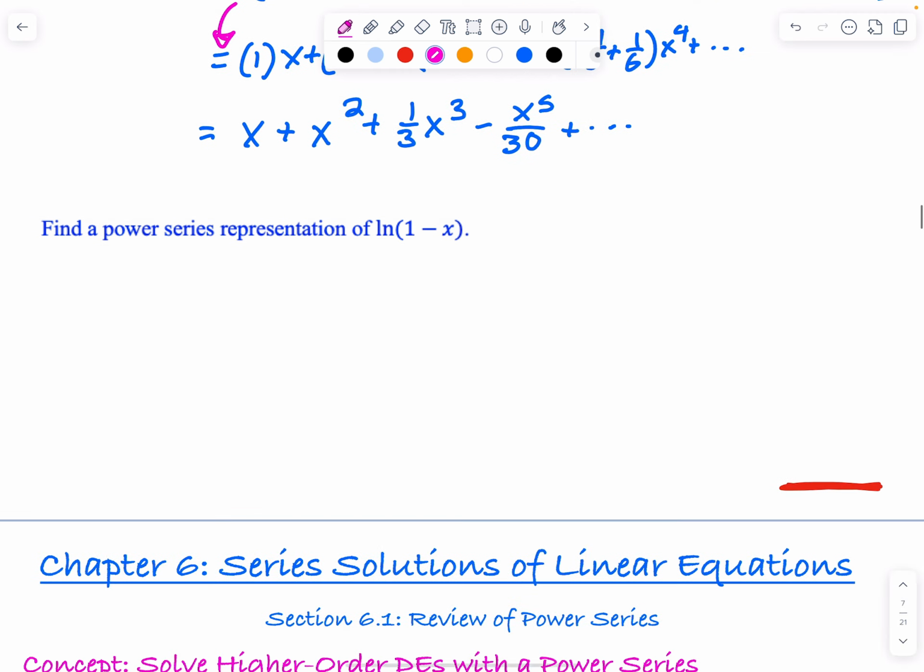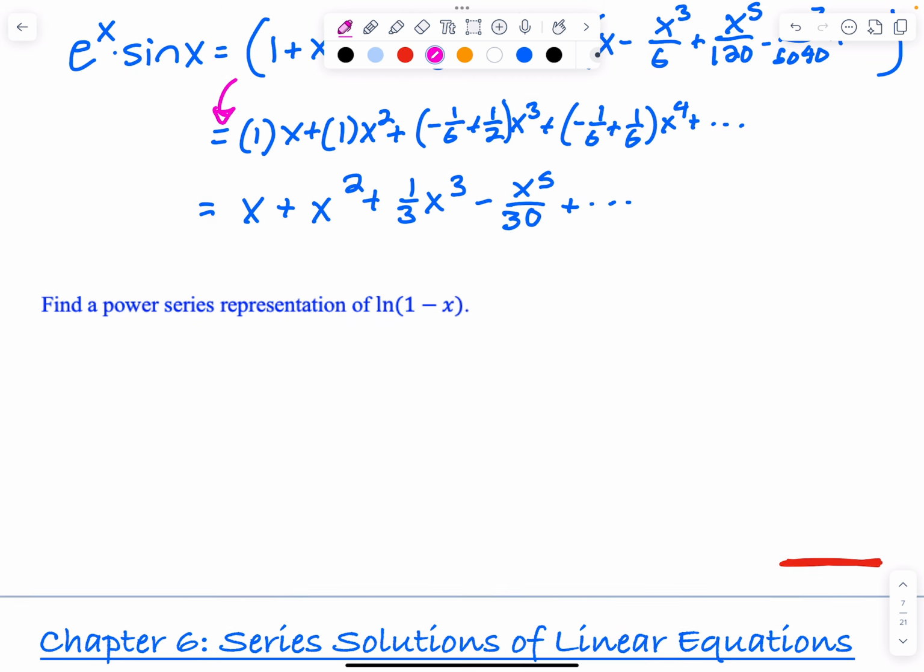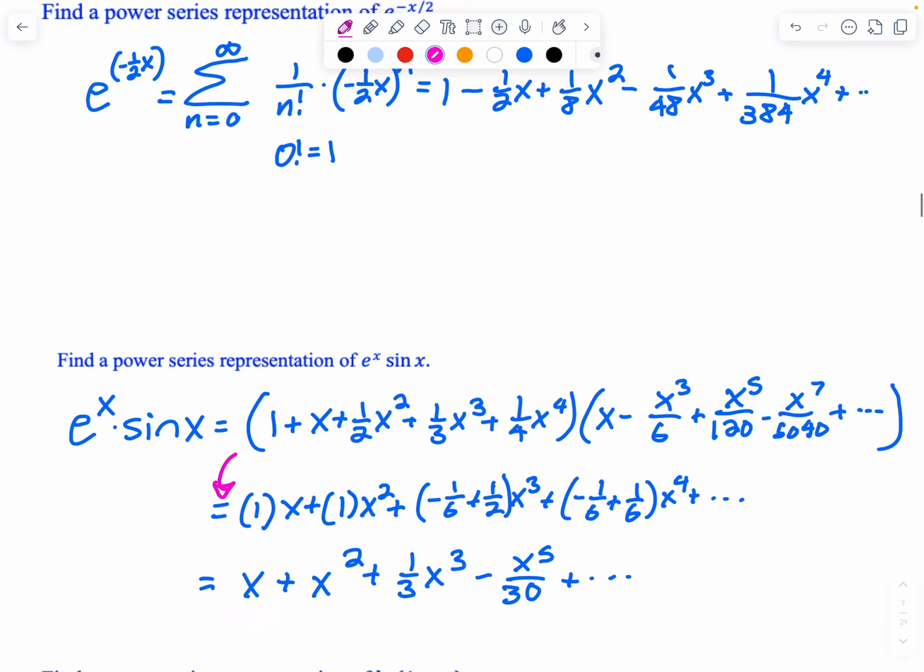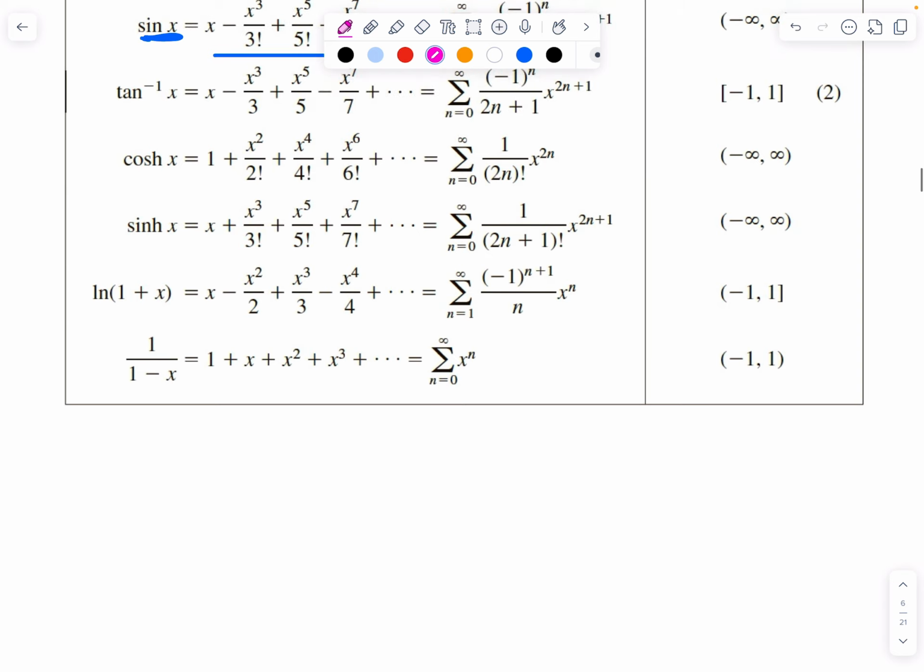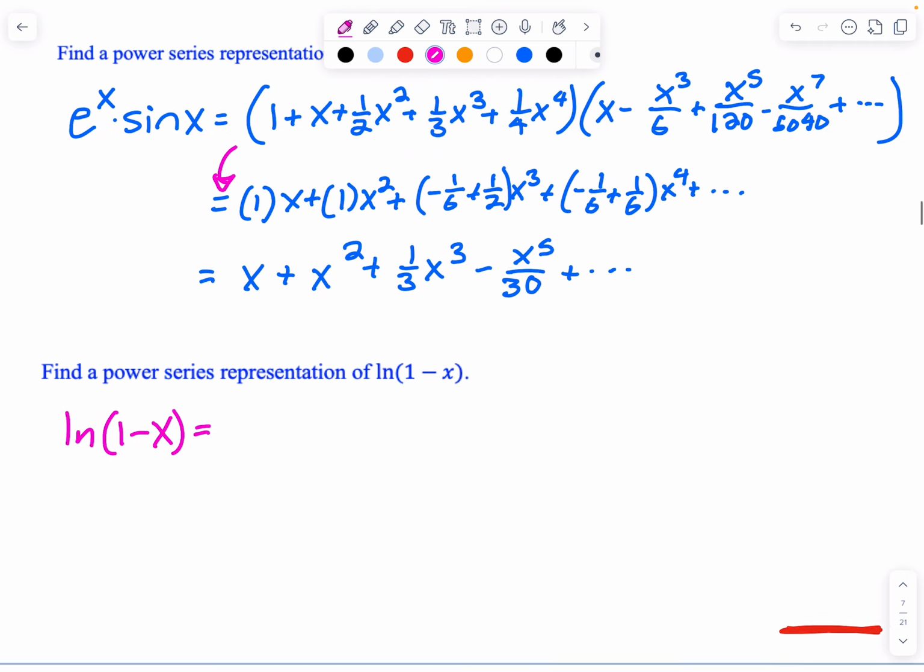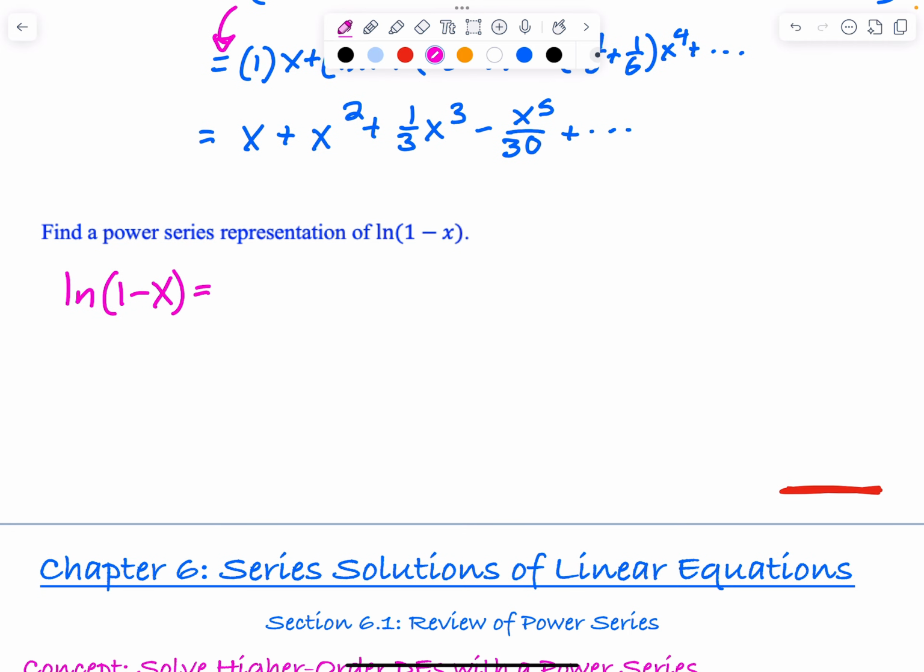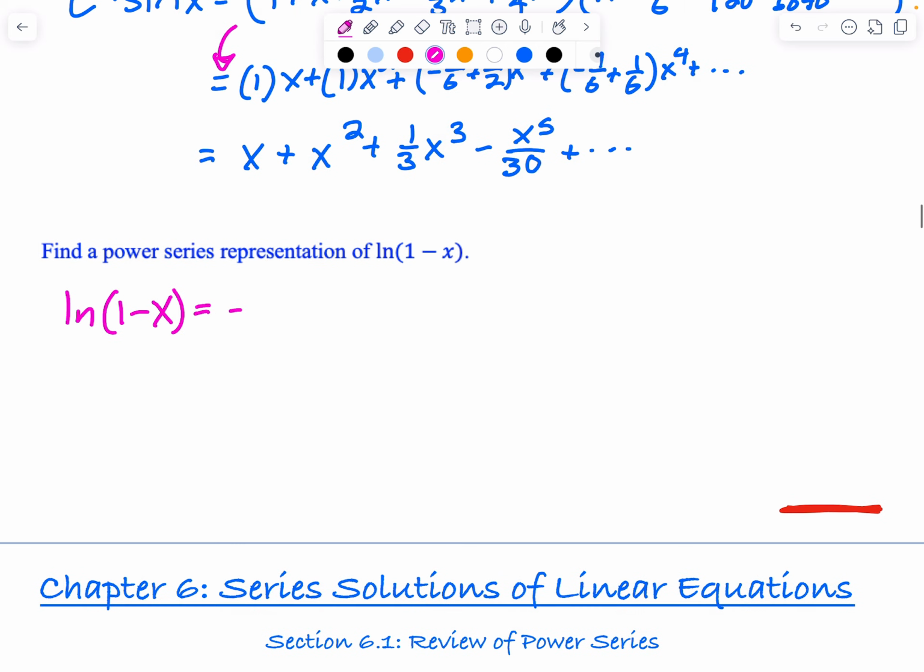All right, we have one more here, and this is a pretty straightforward one. If I do ln of 1 minus x, I'm following that same thing they had up here. So let's go back up and look real quick. ln of 1 plus x is this. So to change it, I'm just going to put negatives in because it's a negative x, 1 minus x. So we're going to have negative x minus x squared over 2 minus x cubed over 3 minus x to the fourth over 4.